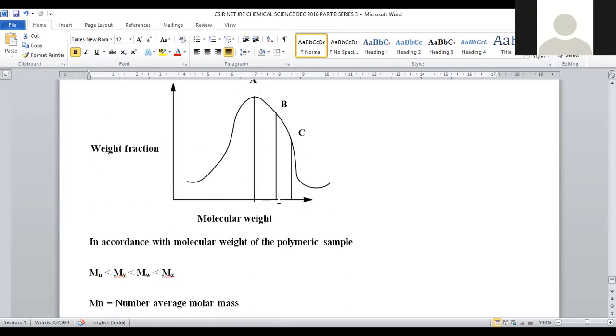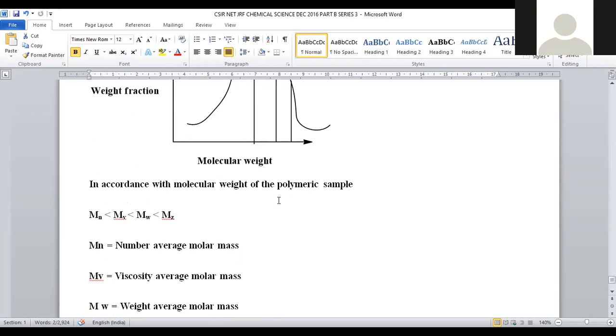Here, in polymeric sample molecular weight determination, we have different methods. One is Z average molecular weight determination. Second is weight average molecular weight determination, then viscosity average molecular weight determination, and last is number average molecular weight determination. The magnitude of molecular weight for Z average will be highest, later weight average, viscosity will be the next level, and number average value will be the least. This is the correct order of molecular weight.